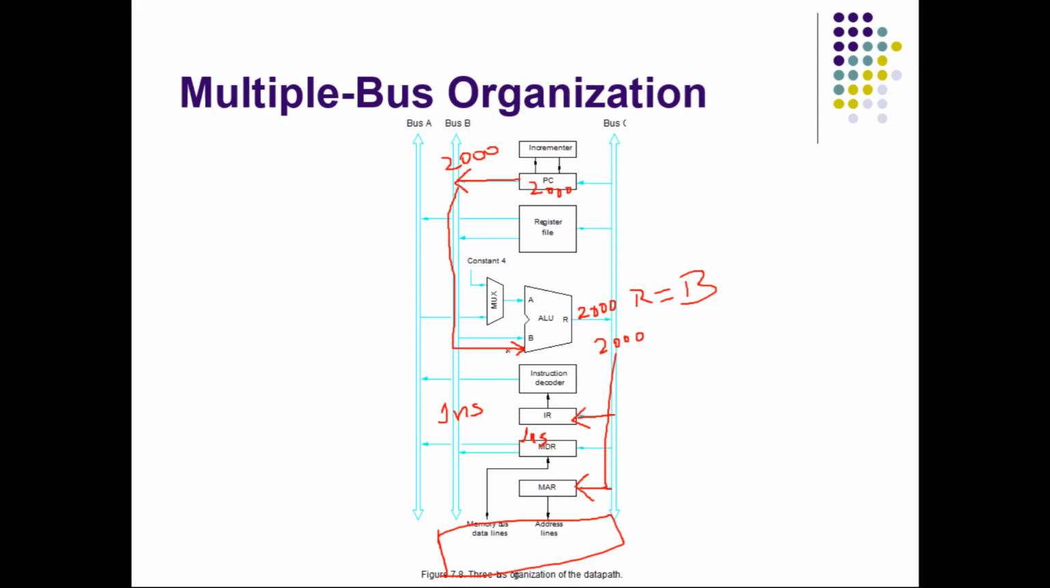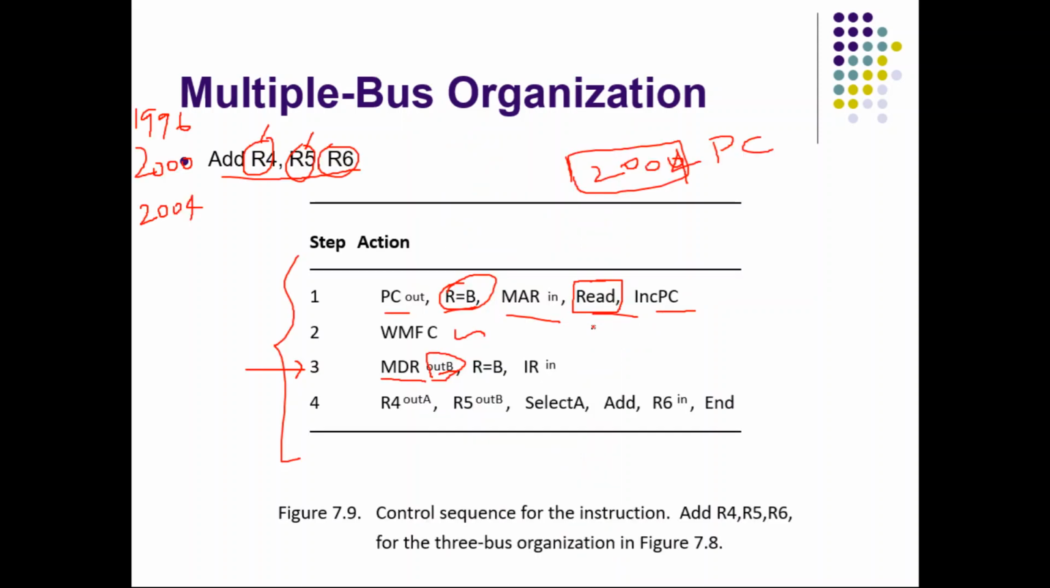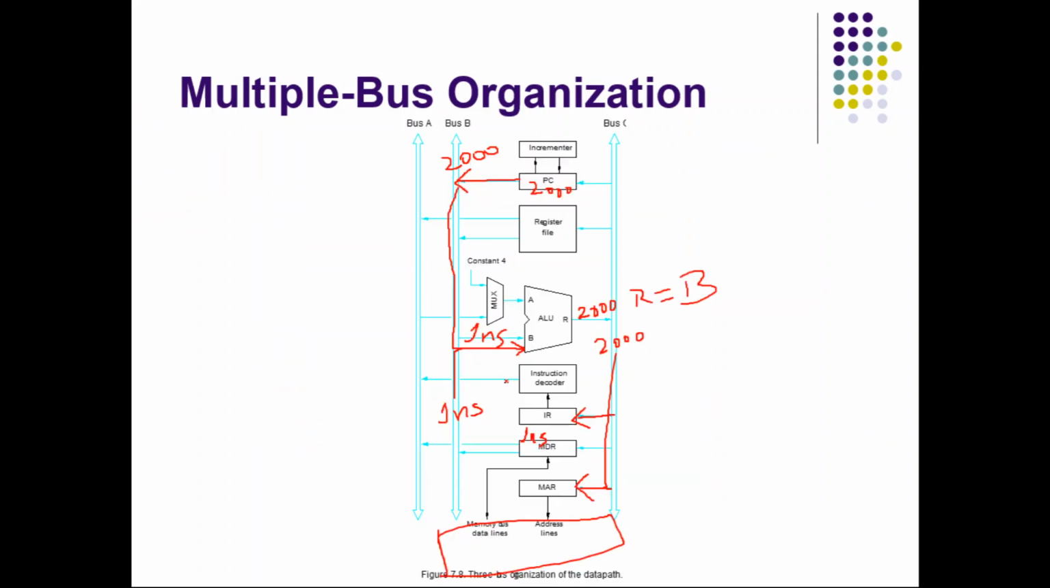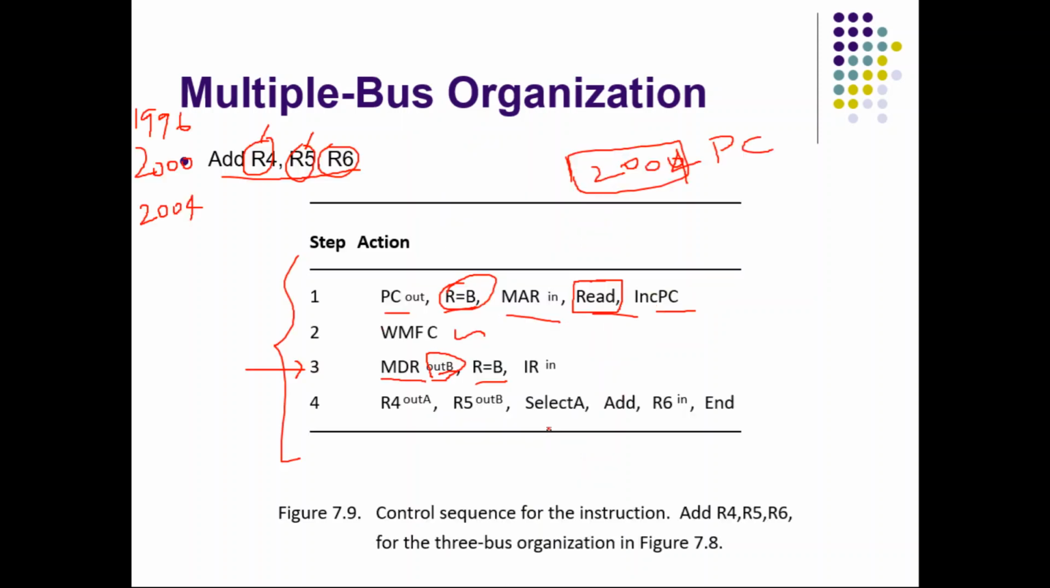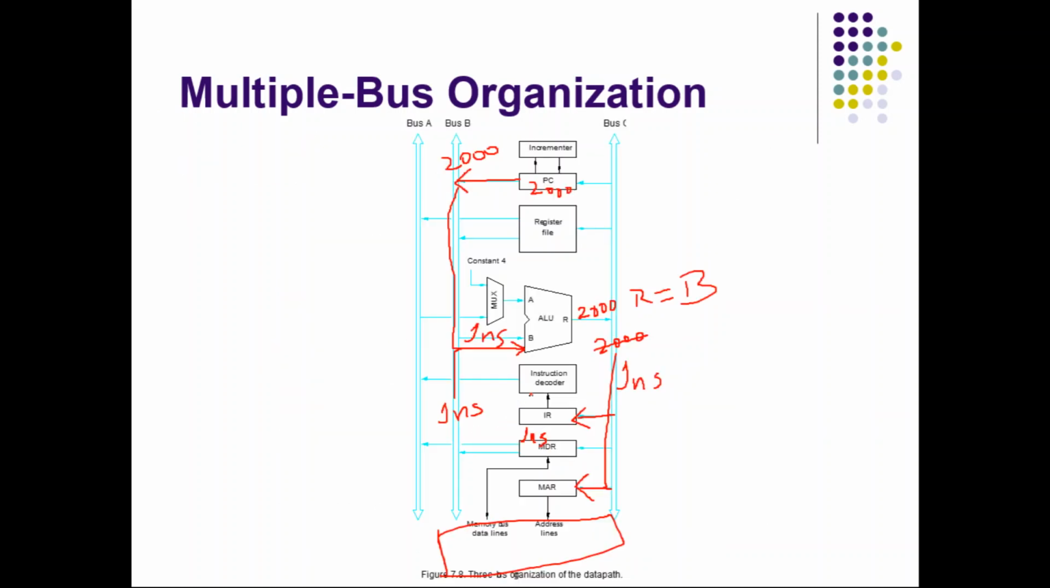Okay, so again we are following the same trick. Move that MDR content to bus B. Now the instruction is available in the B input of ALU, because it is in bus B. Now again you give R equal to B. Then that instruction is now available in bus C. Whatever the instruction you want to execute, that is available in bus C. Now again you give IR in. When you give IR in, that instruction will move to the IR register. Now the IR register contains the instruction that is to be executed.